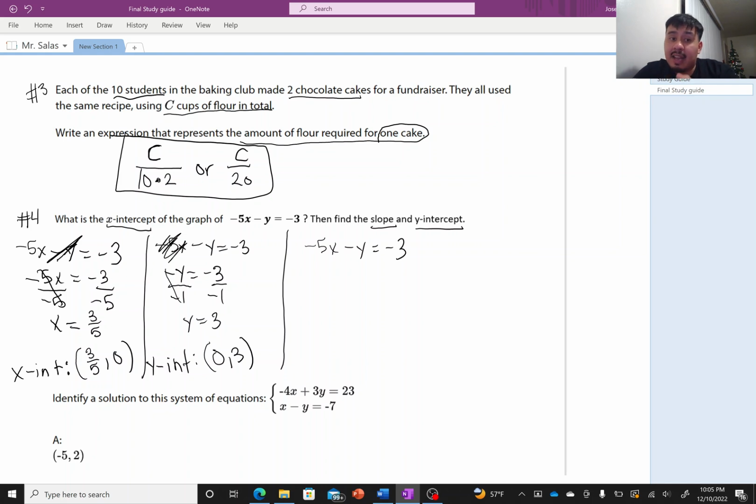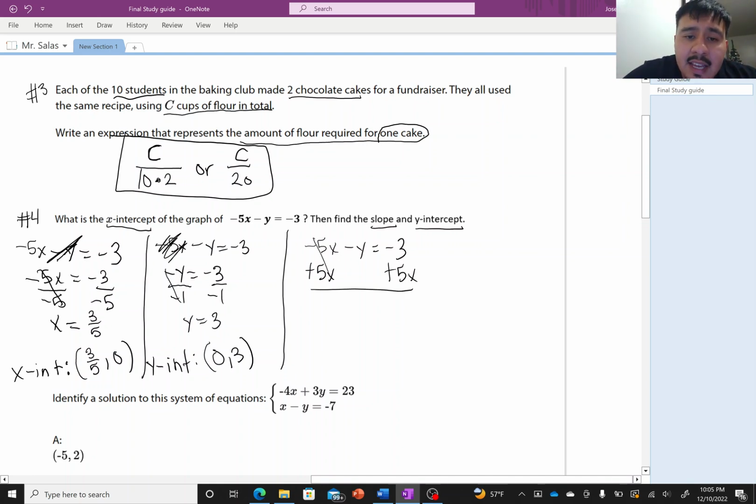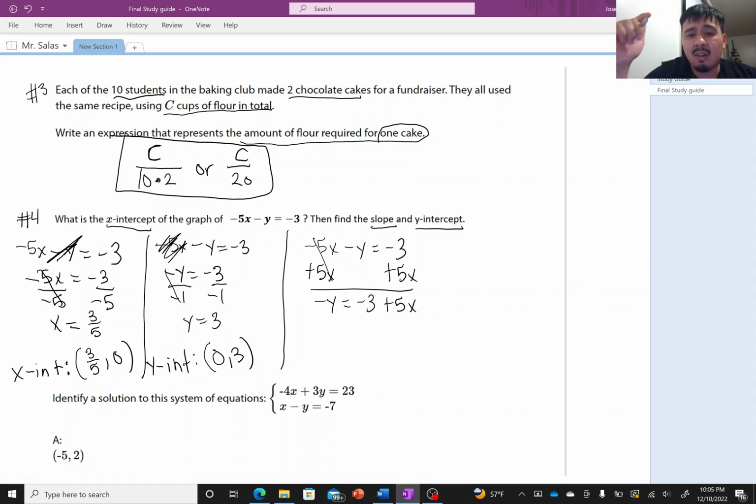I'm not going to get rid of that 5x like I did for the x-intercept. What I'm going to do is the opposite of -5x. I'm going to add 5x to both sides. Plus 5x, plus 5x. Boom. The 5x's get canceled out and I end up with -y is equal to -3 plus 5x. Now, am I done? Have I solved for y? No, I still have not solved for y.